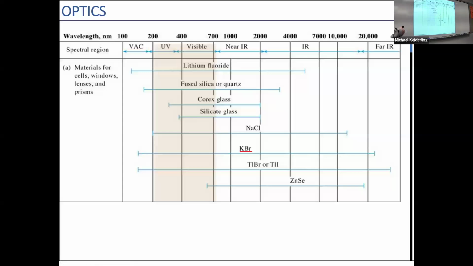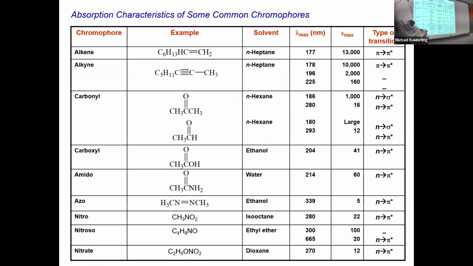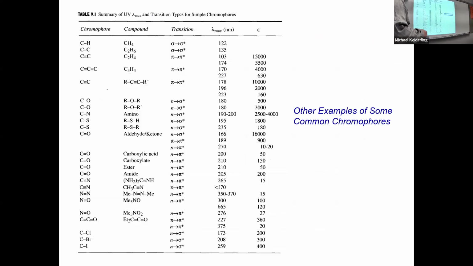For optics, the materials you use are transparent: cells, windows, lenses, and prisms. These are different materials you can use in different ranges: lithium fluoride, silica, quartz, silicate glass, NaCl, potassium bromide, and so on. Here are some absorption characteristics and other examples of common chromophores, and the frequencies they absorb at.